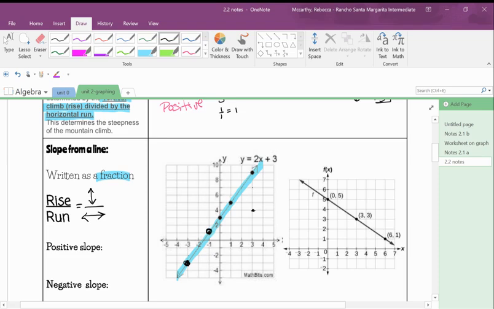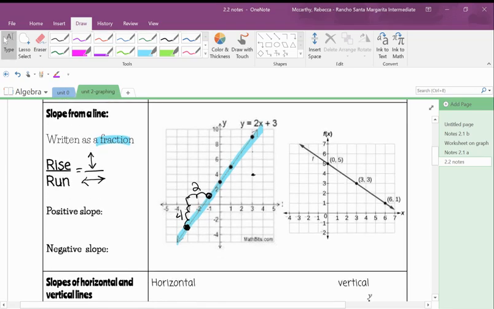I go up 4 and to the right 2, so that would be a positive. Because I'm going up where it slants to the right, I know this is a positive slope. So when I work my fraction, I should have a positive answer.